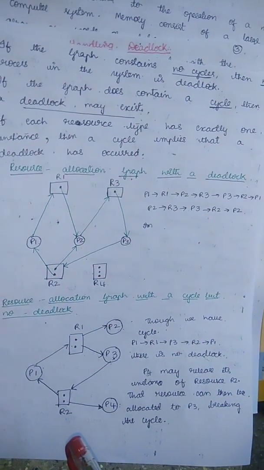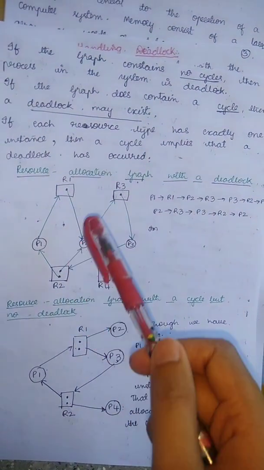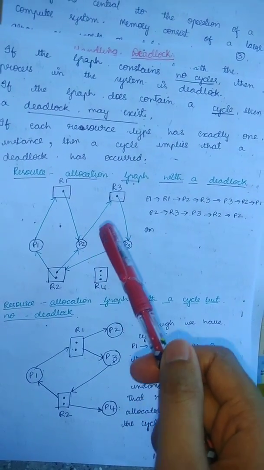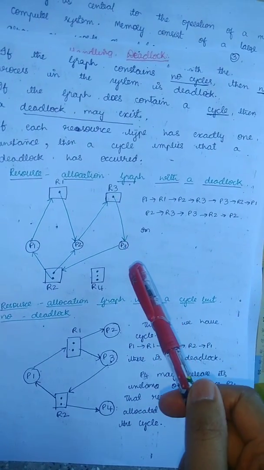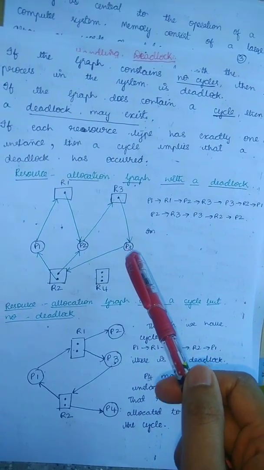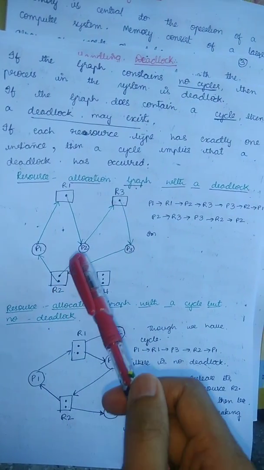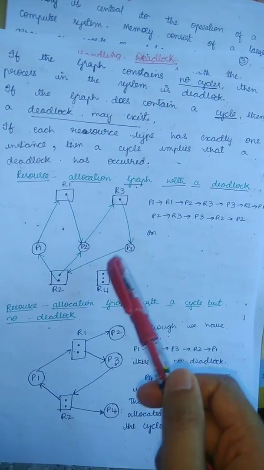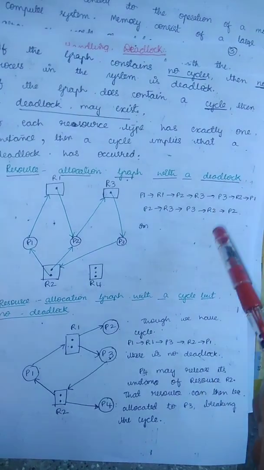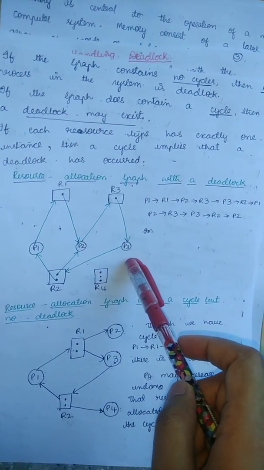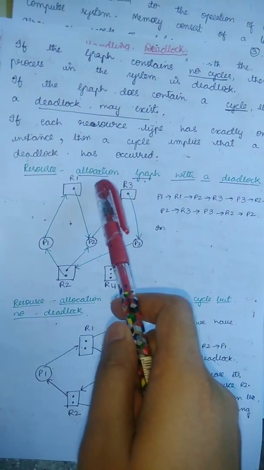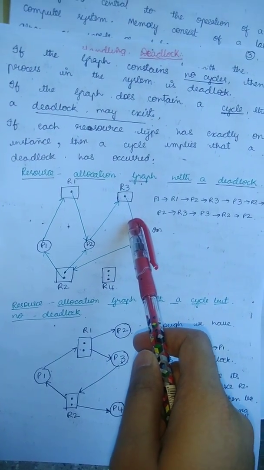There is one more cycle present here, where P2 is requesting R3, R3 has been granted to P3, and P3 is requesting R2 and R2 has been granted to P2. There is one more cycle here. Now in this graph we have the deadlock, right, because R1 and R3 have only one instance.